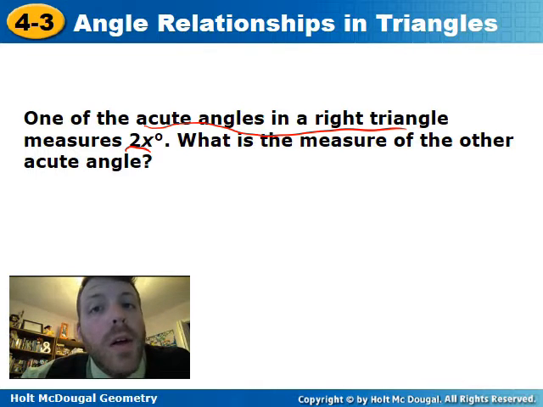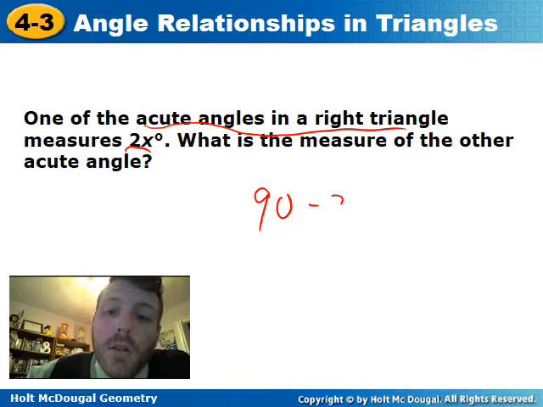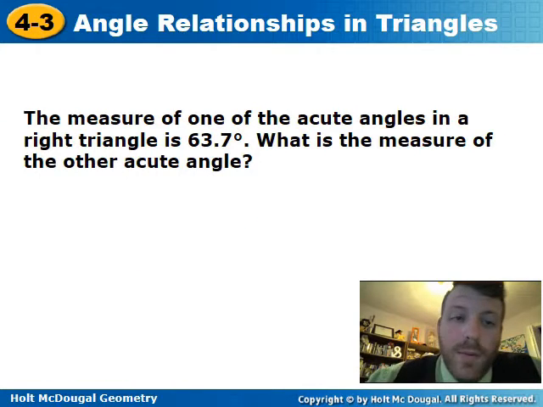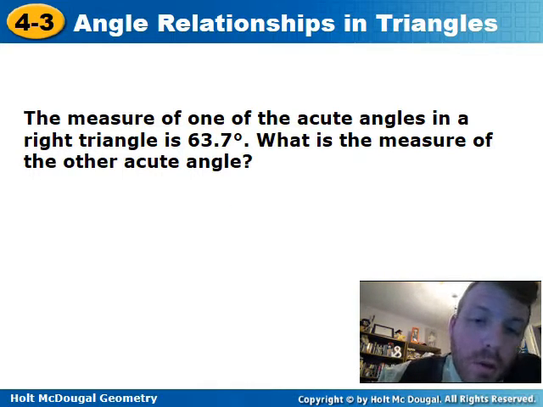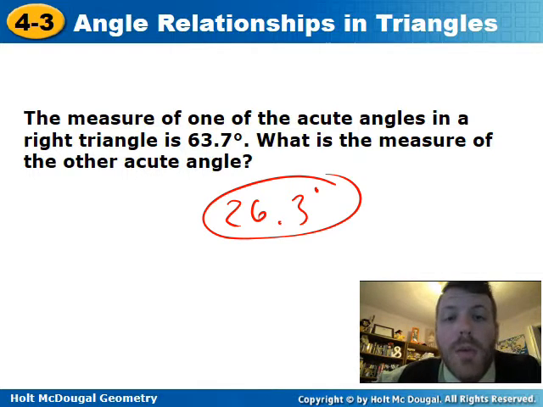Well, remember they're complementary in a right triangle, so all I do is 90 minus 2x. And if you remember, we did this before back in chapter 1, so that's the answer. So your other angle is 90 minus whatever 2x is. You're not going to solve for x, you're just saying 90 minus 2x. Again, if you have another acute angle that's 63.7, then all you do is 90 minus 63.7, which is 26.3. So that's what's going to make my other acute angle.